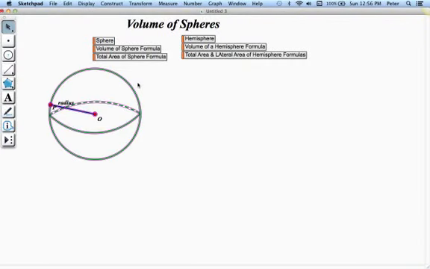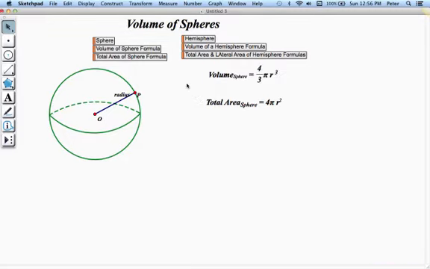A sphere is probably one of the most commonly known 3D objects, and it's just a set of points in space that are all equidistant from a given point called O. So it's like a 3D circle. And we've talked about the total area of a sphere, and that of course was 4 pi r squared. But the volume of a sphere is going to be 4/3 pi r cubed.